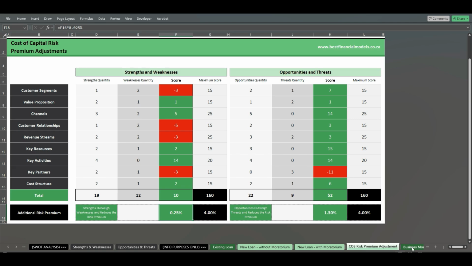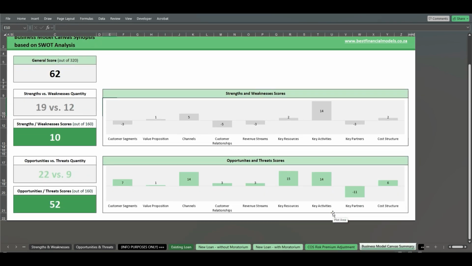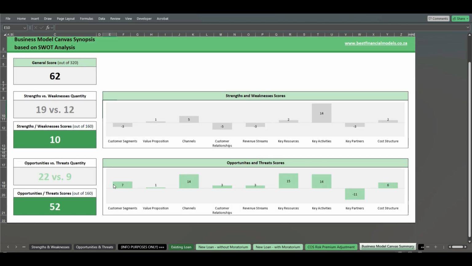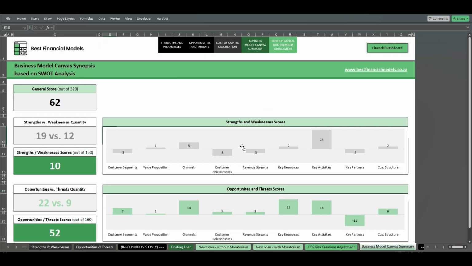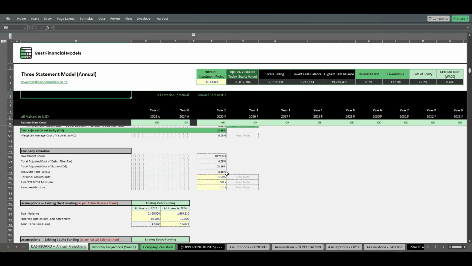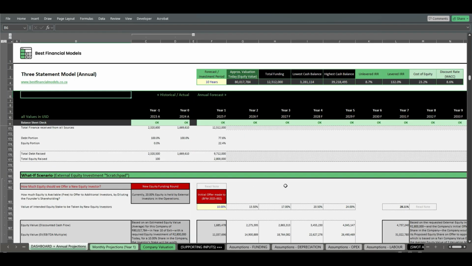Now, all of this is then summarized for you into a business model canvas, which you can use as a summarized business plan or incorporate into your business plan. And once again, everything is done for you. You literally can just use these as is. Moving back to the financial dashboard, you can see everything is updated there for you.